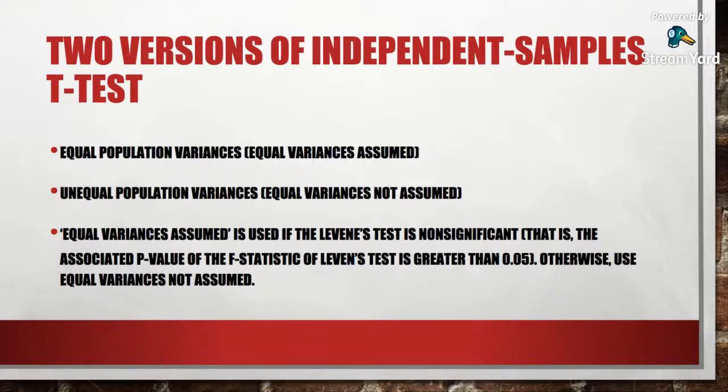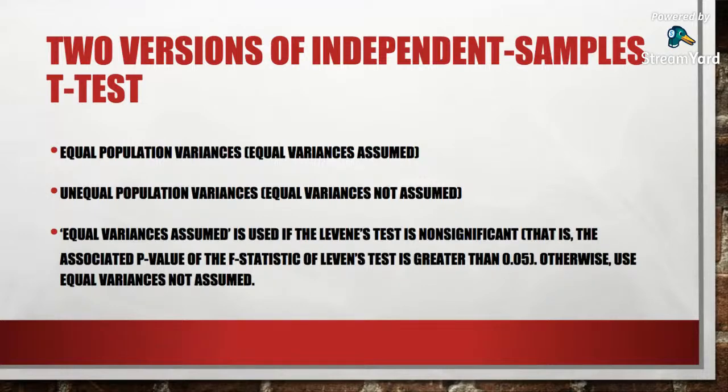Now, we have two versions of independent samples t-test. We have equal population variances assumed, and we have the unequal population variances, or equal variances not assumed. In your SPSS later, if you perform t-tests, it will return values for equal variances assumed and equal variances not assumed. Now, the question is, which value are you going to use to reject your null hypothesis or not?